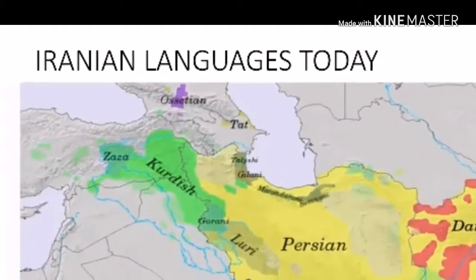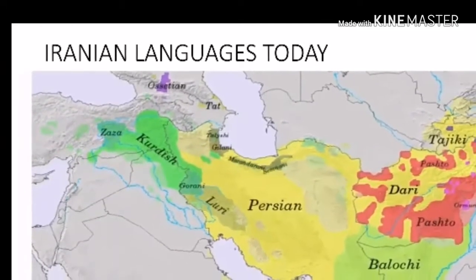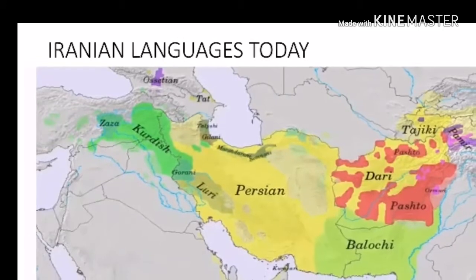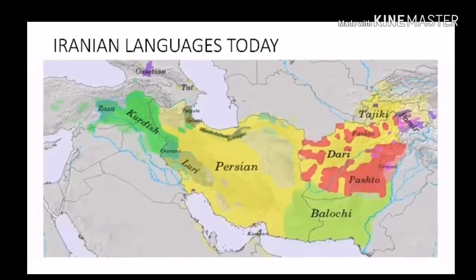However, nowadays we have different Iranian languages that emerged from these two previous ones, the Avestan language and Old Persian language. In the map, we can see the distribution of the Iranian languages today. The Iranian or Iranic languages are a branch of the Indo-Iranian or Indo-European language family that are spoken natively by Iranian peoples. The Iranian languages are grouped in three stages: Old Iranian, Middle Iranian, and New Iranian.